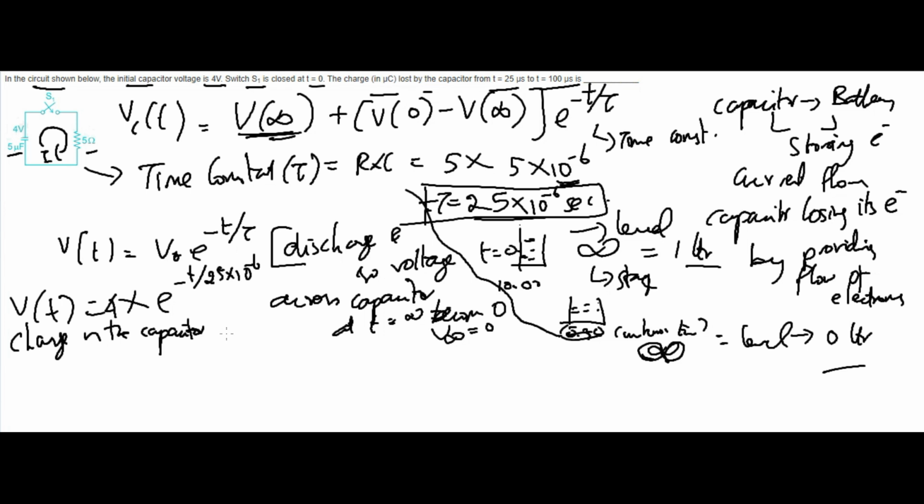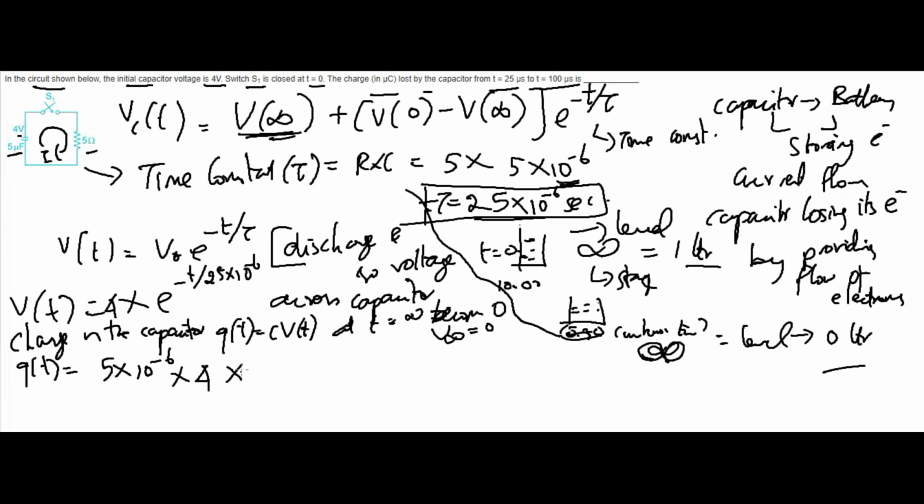Okay, so there you can write Q of t is equal to C into V of t. What's the capacitor value? The capacitor value is 5 into 10 to the power minus 6. And then V. What is the V? V is 4. Already we have been given that.